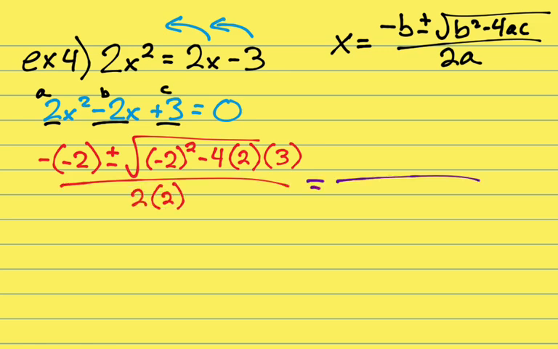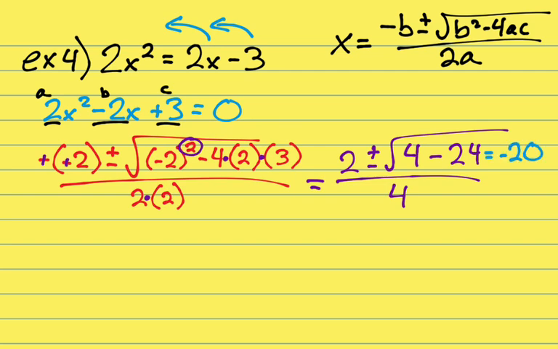Now let's simplify. The negative of negative 2 makes positive 2. Plus or minus the square root. Negative 2 to the second power is 4. And then the negative 4 times 2 times 3 part gives you negative 24. And then 2 times 2 is 4. The part under the radical will simplify to negative 20. So now we can rewrite it into this.